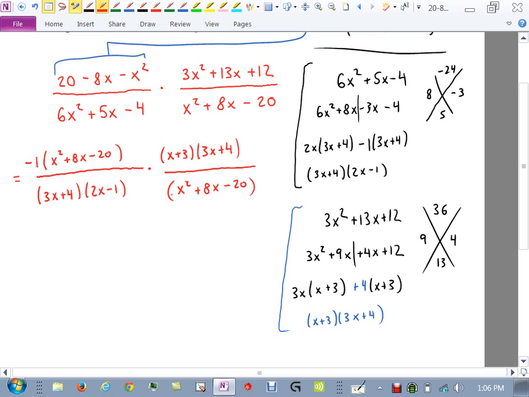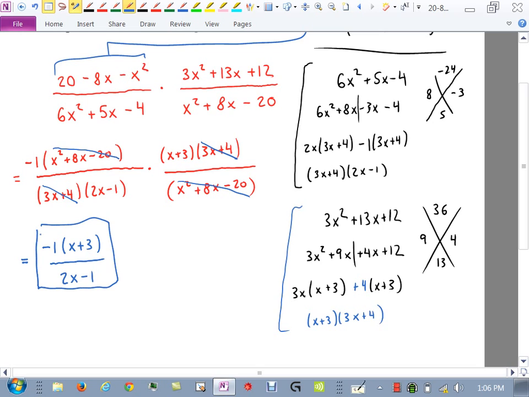Let's start canceling if we can. That big old trinomial is gone because the other trinomial is going to cancel it out. The 3x plus 4s cancel, right? Anything else? Doesn't look like it. So I still have a -1 on top, I still have an x plus 3 on top, and on the bottom, 2x minus 1. Now, if I want, I can box this and be happy and move on. Or I could distribute that negative through and box it.